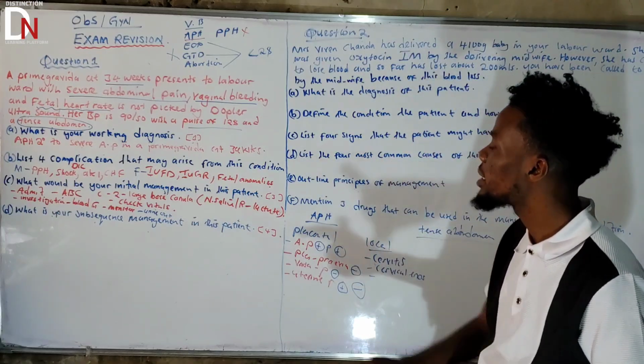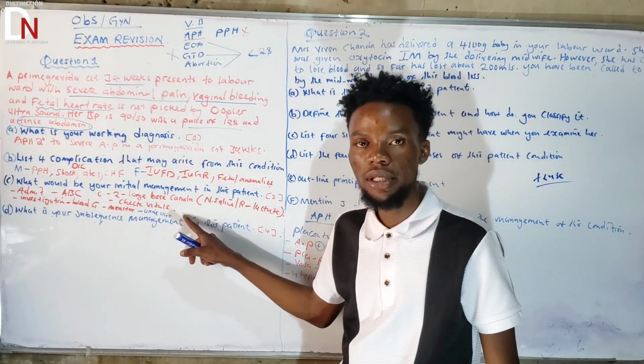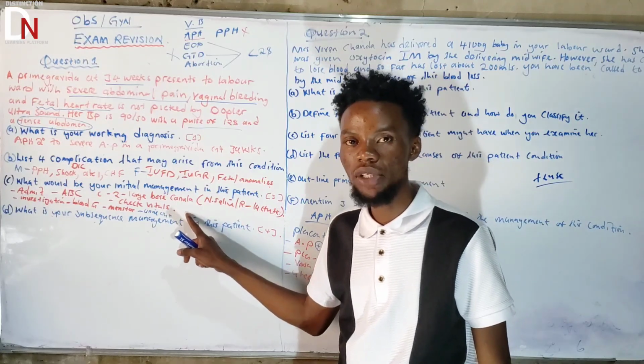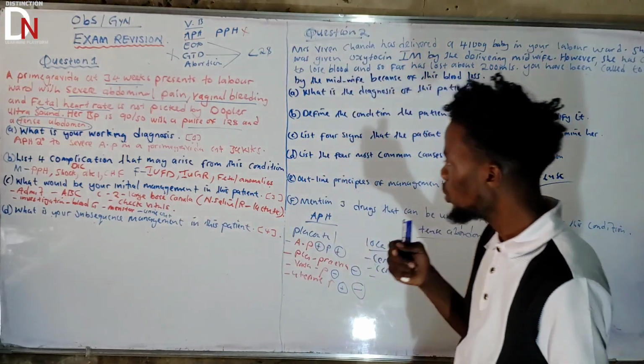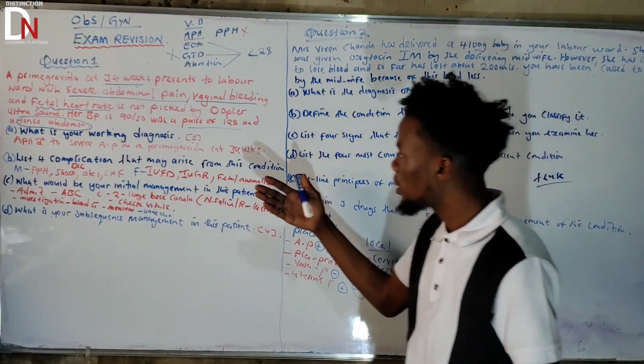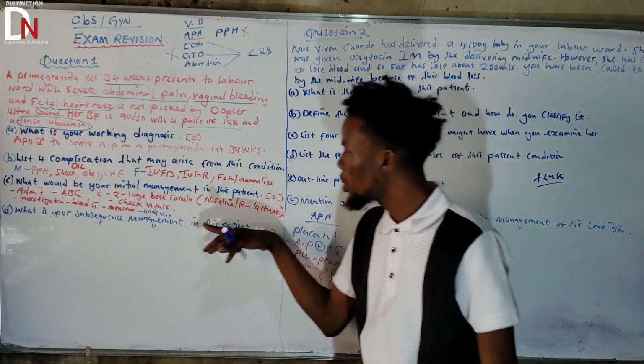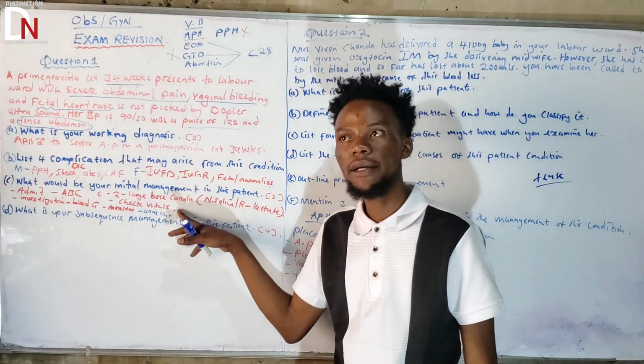monitor the urine output, and the goal is that urine output should be at least greater than 30 mls per hour. That's the goal that you need. So that's the thing about monitoring. So that's everything when it comes to initial management.